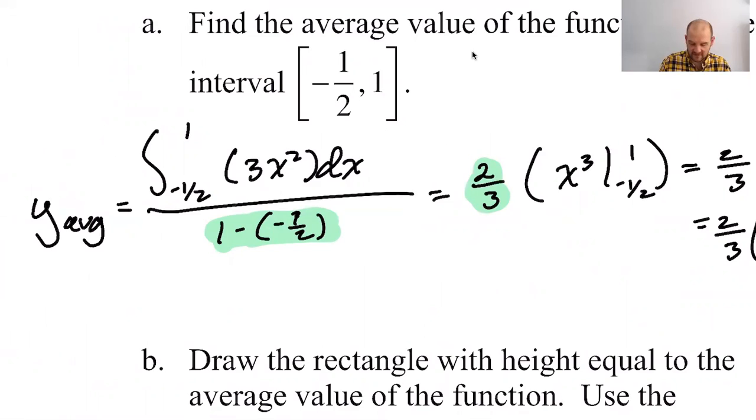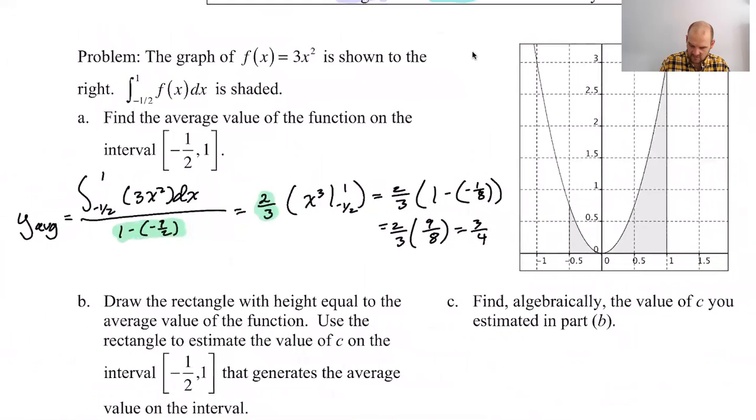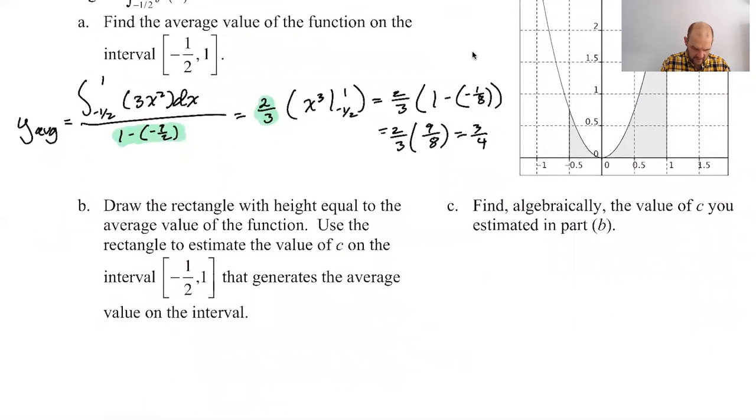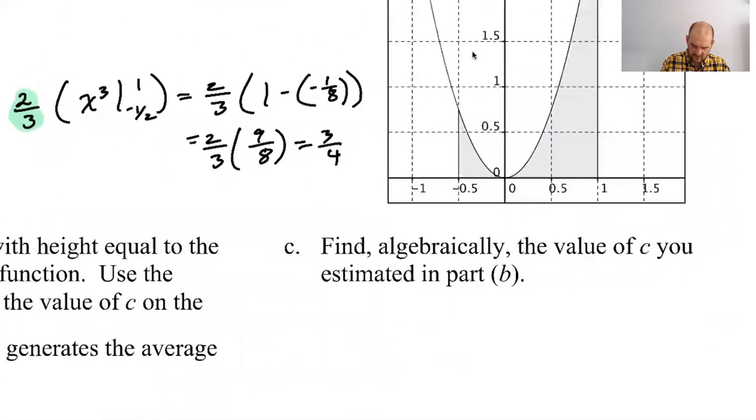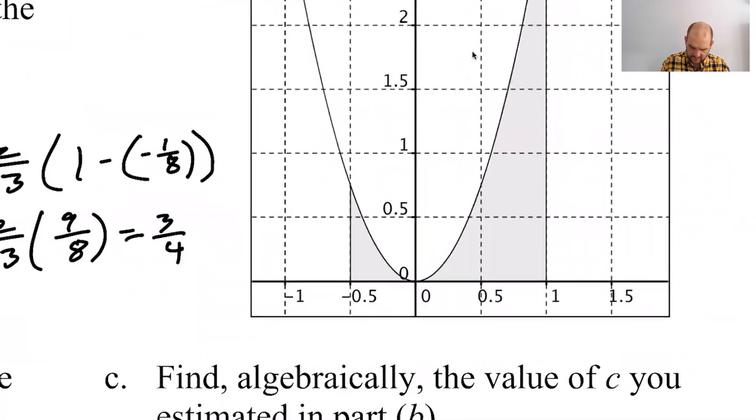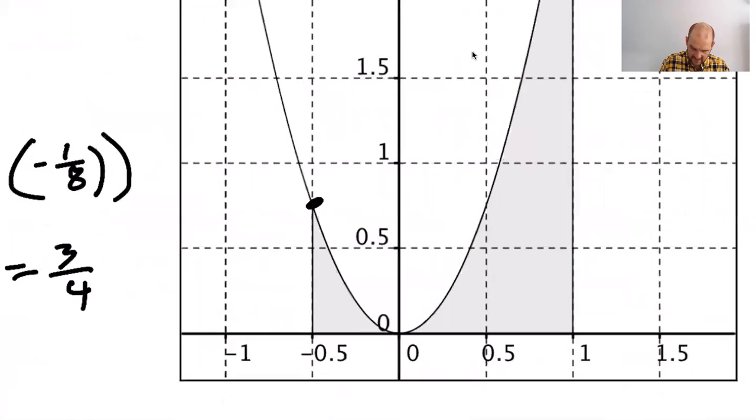So if we make a rectangle that has the exact same area as this region here, it will have a height of 3/4 because it has the same exact base. So we need to have 3/4 be the height. Now, let's see: draw the rectangle with the height, and use the rectangle to estimate the value of c on the interval that generates the average value. Okay, so 3/4. I'm pretty sure, the function is 3x squared, and if you plug 1/2 into 3x squared, you get 3/4. So actually, this is the height we need.